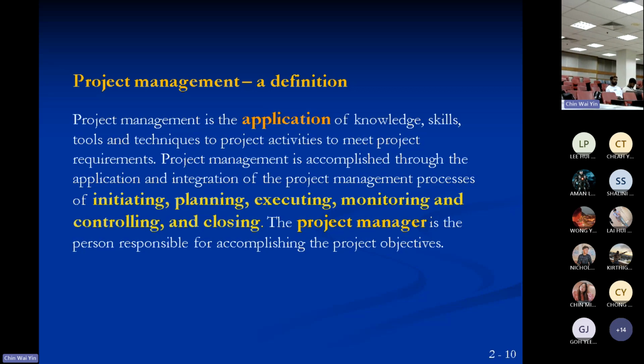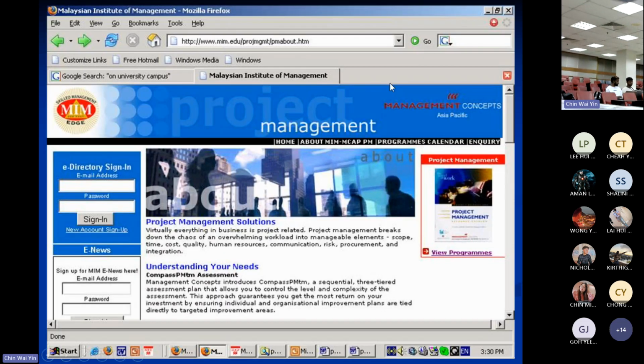From initiation to planning to executing to monitoring and controlling and closing. There must be an end, isn't it? Because a project has a start and an end. So project management is the application of all this. So the project manager is the one that is responsible for accomplishing the project objectives.